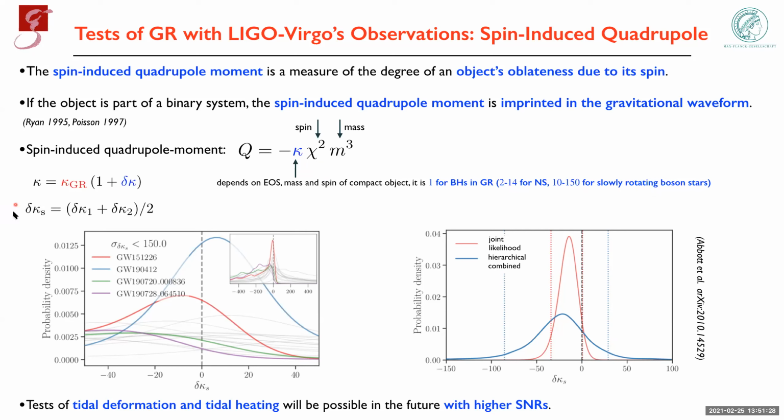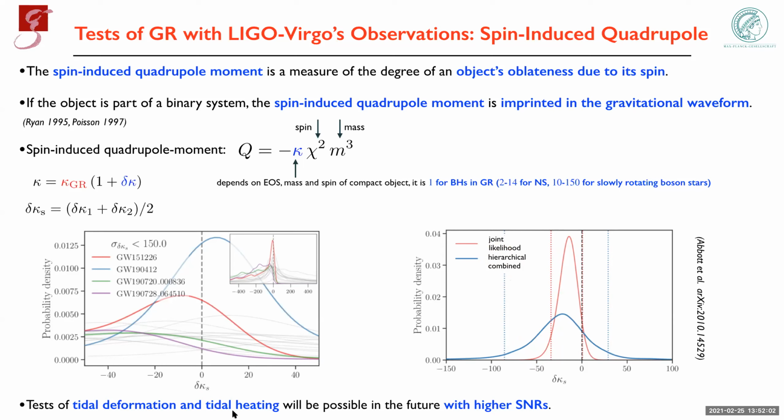And actually what was measured was a combination of the deviation of this quantity with respect to the Kerr value, which is given by this. And here you see the posterior distributions for some of the events for this quantity, delta kappa S. And when you put together different events, whether you use a joint likelihood or this hierarchical combine, these are the first measurement of this quantity with gravitational wave observations. The constraints are not very tight at the moment, but will improve certainly in the future with more events and larger signal to noise ratio.